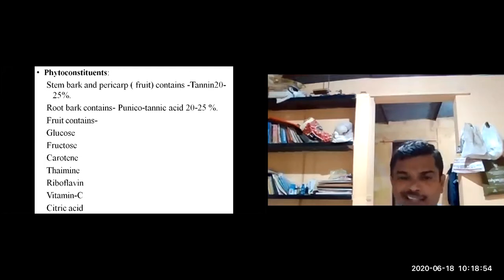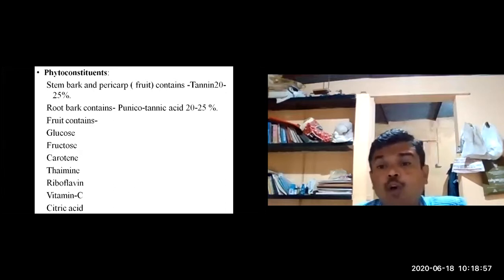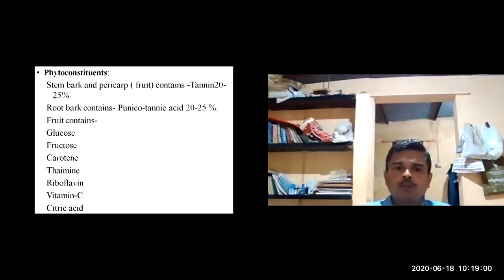The root bark, Moolatwak, contains the active principle called punicotanic acid, around 20 to 25%. So this root bark, the Dadima moola, is specifically indicated in case of krimi, that too Gandupada krimi. Okay. So next, about the fruit.